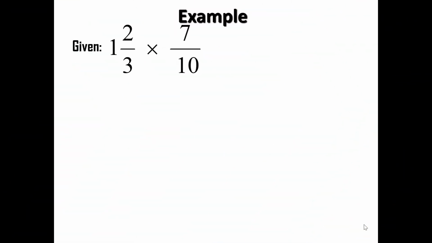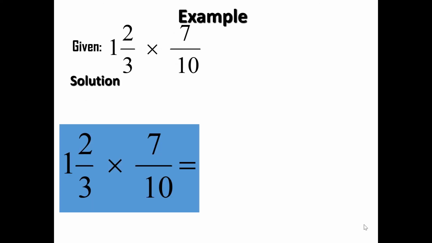Yan. 1 and 2/3 times 7 over 10. Solution natin. Sa pagkakataong ito, sa left side natin, yung 1 and 2/3, kung mapapansin natin ay mixed number. So, kailangan, o mixed fraction, kailangan ma-change natin siya sa improper fraction. Tulad dun sa example kanina, na may improper fraction at proper fraction, diretso lang tayo. Sa pagkakataong ito, para ma-multiply natin ng maayos, kailangan mailipat muna natin yung mixed number o mixed fraction sa improper fraction.